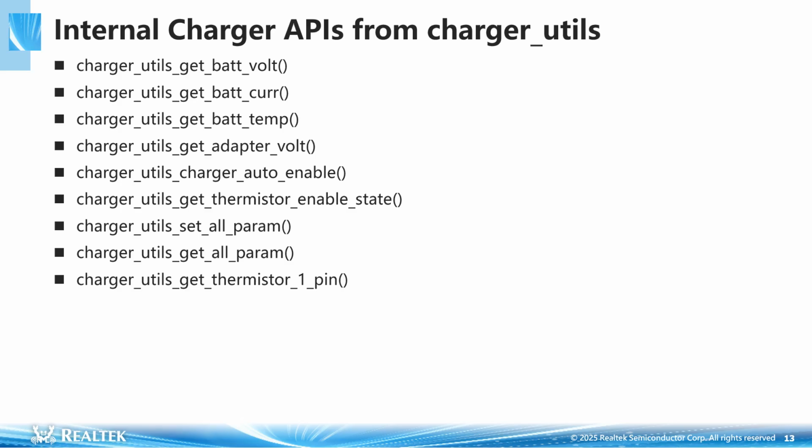This section lists the APIs of the internal charger system in the charger utils header file. This set of APIs is a functional supplement to the existing interfaces in the charger API header file. Through these APIs, you can obtain information such as the configuration and status of the internal charger system. For a detailed description of each API, please refer to the SDK online documentation.